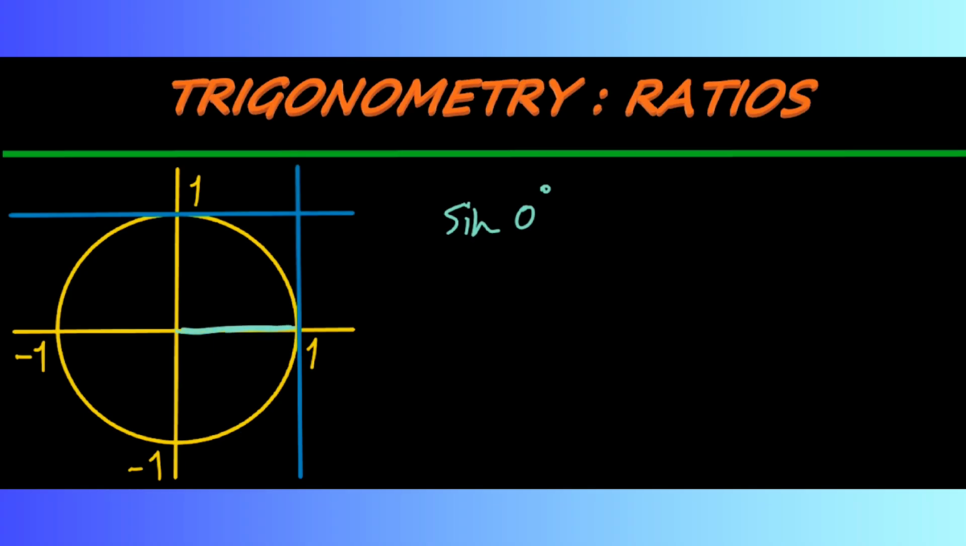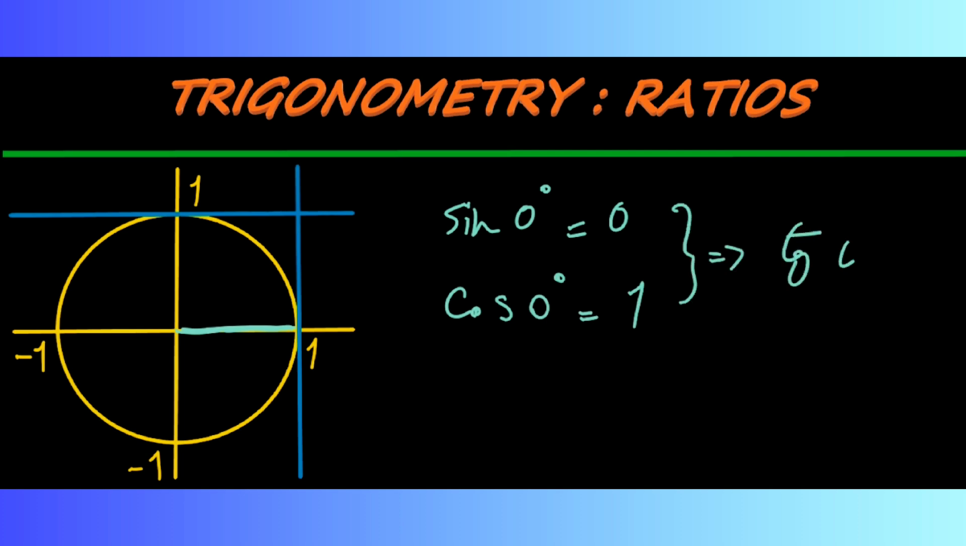Sine of 0 is 0 because the perpendicular line to the sine axis shows us 0. Cosine of 0 is 1 because it's placed on 1 on the cosine axis. To find tangent and cotangent, we could use both their axes or their formulas. And no matter which way you choose, you could easily find that tangent of 0 is 0 and cotangent of 0 is infinite.